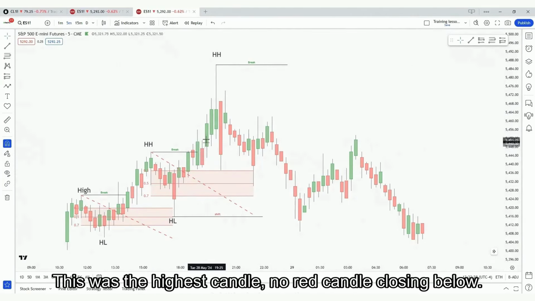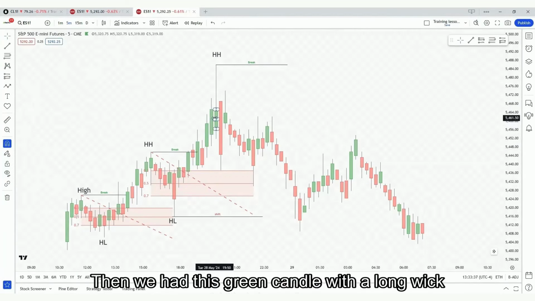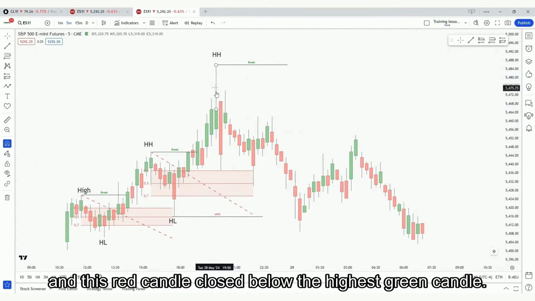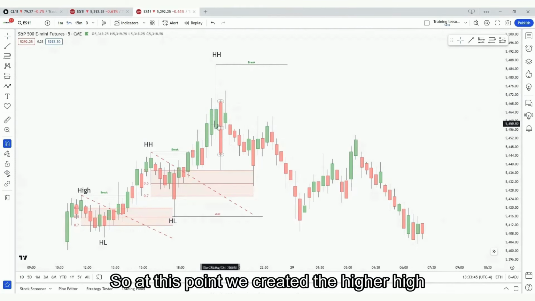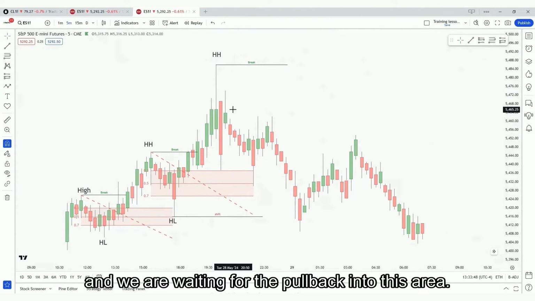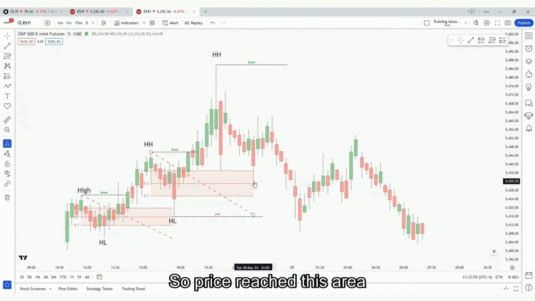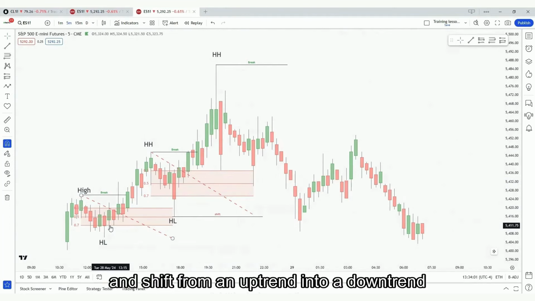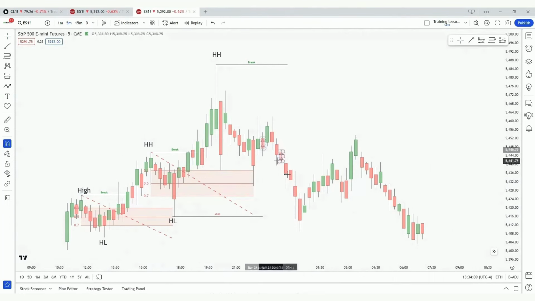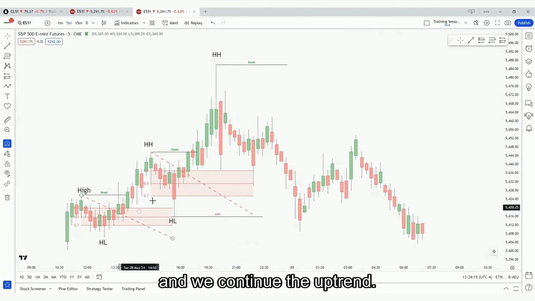Price came down, came up. This was the highest candle. No red candle closing below. This was the highest green candle. Then we had this green candle with a long wick. And this red candle closed below the highest green candle. So at this point, we created a higher high. And we are waiting for the pullback into this area. So price reached this area and now we wait for price to close below the shift line and shift from an uptrend into a downtrend. Or we close above the break line and we continue the uptrend.